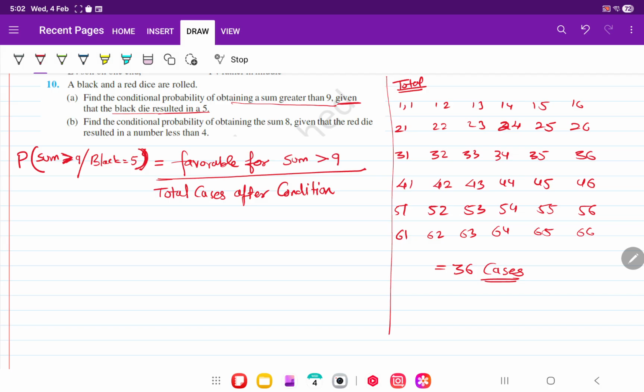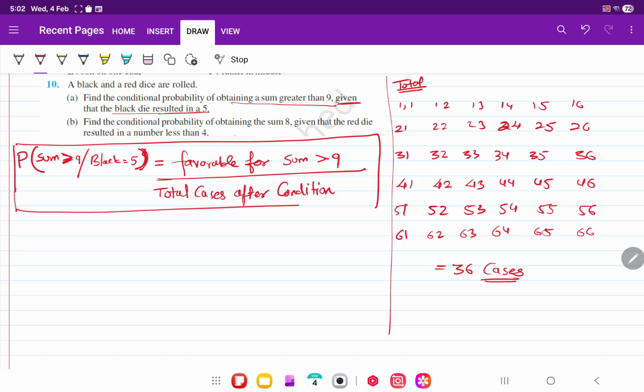This is the probability that we need to find. So this is the formula we will use. After the condition, total how many are favorable? Let me see. The black die has 4, the second die has 5. Is this favorable? 2 5, maybe 3 5, 4 5, 5 5, maybe 6 5. These are favorable cases, correct?